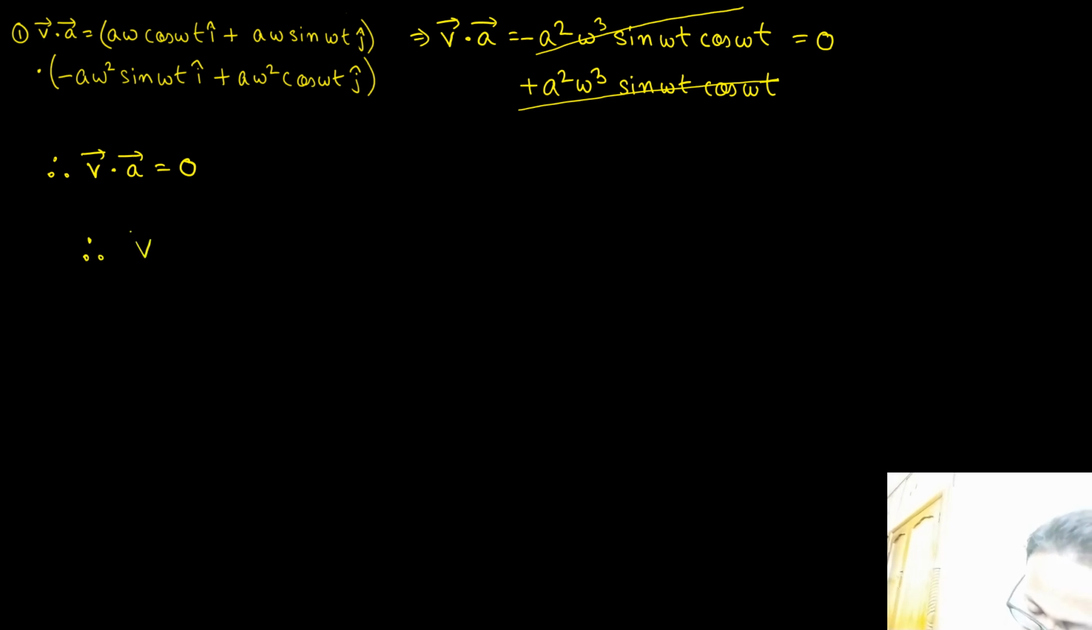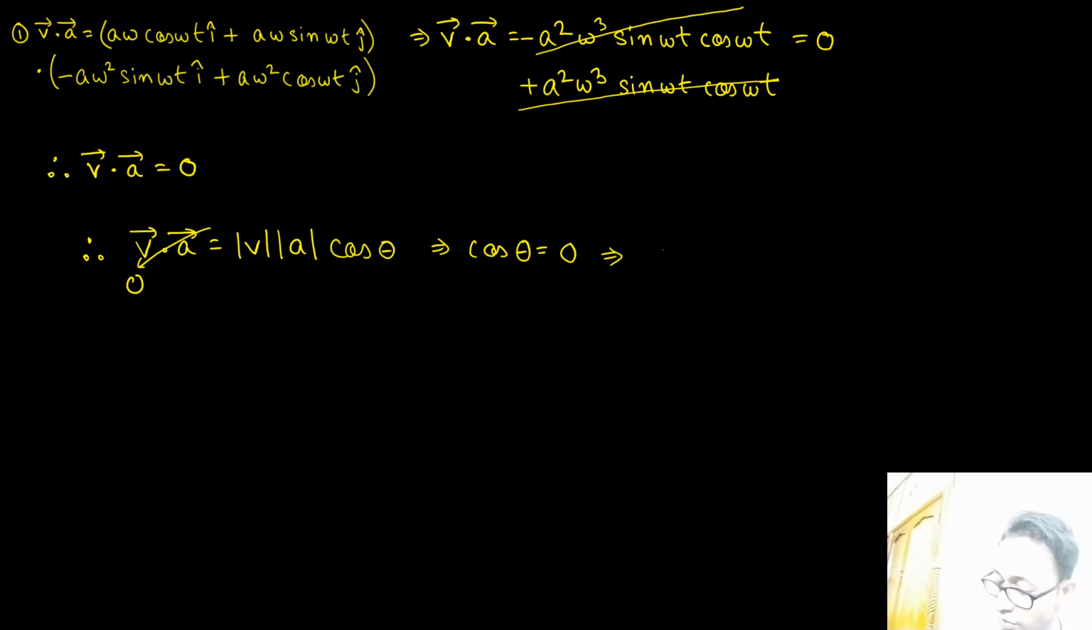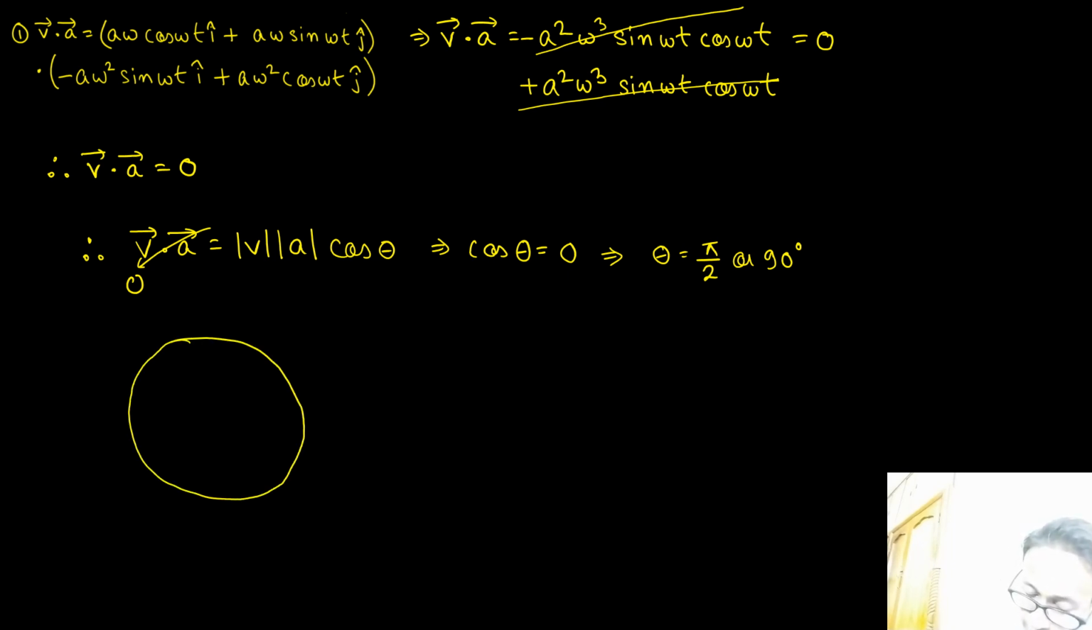Therefore, v dot a is equal to magnitude of v into magnitude of a into cos theta. If this is equal to 0, that means cos theta is equal to 0, and cos of what value is equal to 0? When theta is equal to pi by 2 or 90 degrees. So cos 90 is equal to 0, or cos pi by 2 is equal to 0. So whenever you get cos pi by 2, that means the velocity and acceleration in a circular motion are always perpendicular to each other.